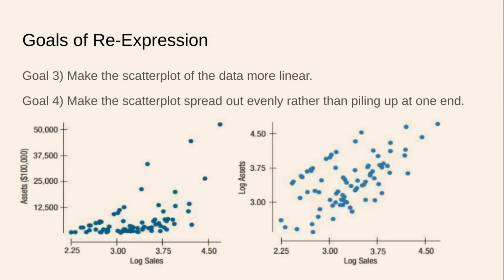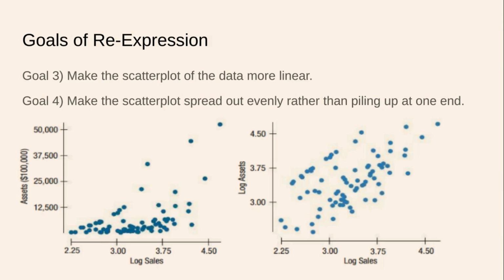Goals 3 and 4. Goal 3 is to make the scatter plot, so we're talking about bivariate data, more linear. And goal 4, make the scatter plot spread out evenly rather than piling at one end. If you do transformation properly, if I were to speak properly, that'd be great too. If you were to do data transformation properly, you can kind of do 2 things at once, kill 2 birds with one stone.